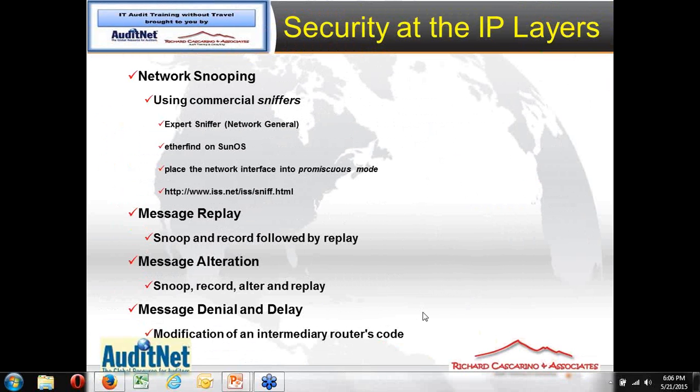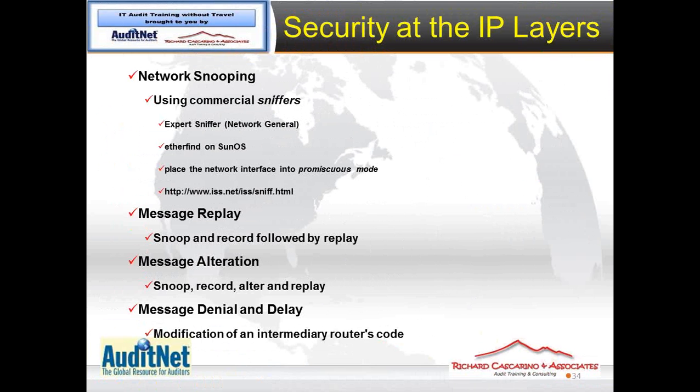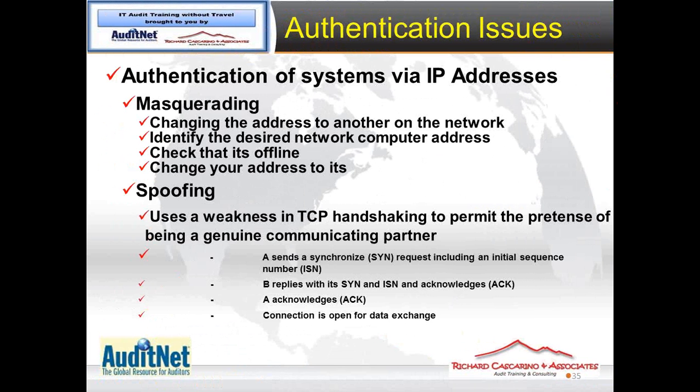Why? Sorry, not why South Africa. Why the security at the IP layer? Message denial and delay. And we can do that using an intermediate router to switch things from A to B. We've also got problems with our authentication, because we're using standard protocols, Internet Protocol, TCP/IP. It's been around for a long time. We're still using it today. And we authenticate who we're speaking to using that IP address.